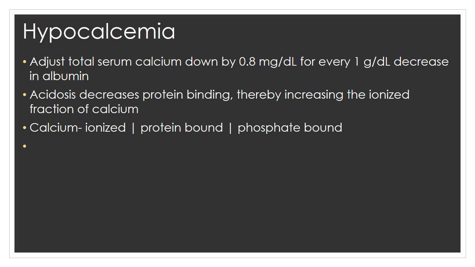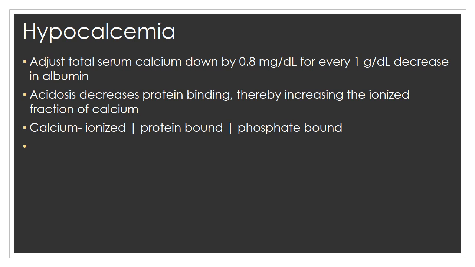Most of the calcium in the body is bound in the bones, and calcium is available either in the ionized form, a protein bound form, or a phosphate bound form. As far as hyper and hypocalcemia are concerned, I've dealt with hypercalcemia in the chapter on hyperparathyroidism, and hypocalcemia I've dealt with in the thyroid chapter.